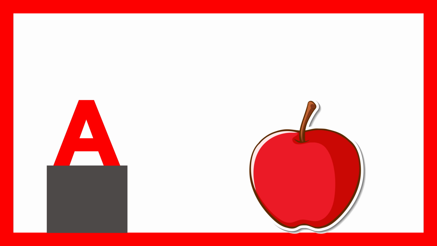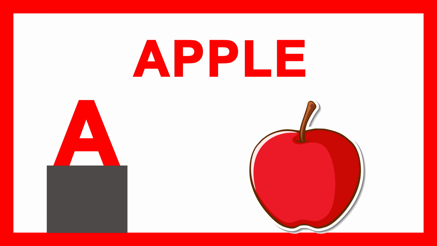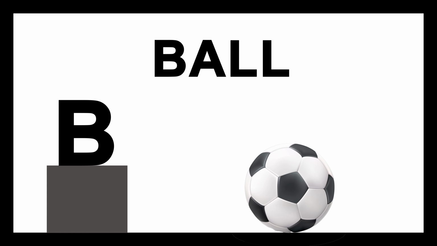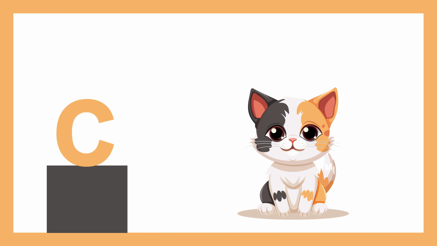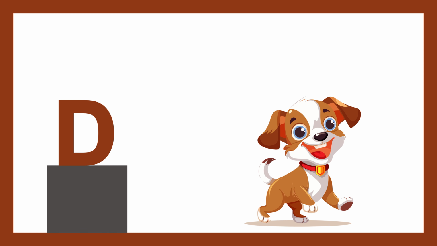A for apple. Let's spell it. A, P, P, L, E. Apple. Next letter is B. B for ball. Let's spell it. B, A, L, L. Ball. Next letter is C. C for cat. Let's spell it. C, A, T. Cat. Next letter is D.